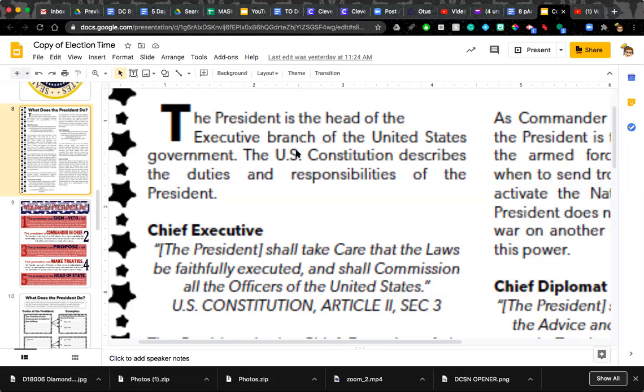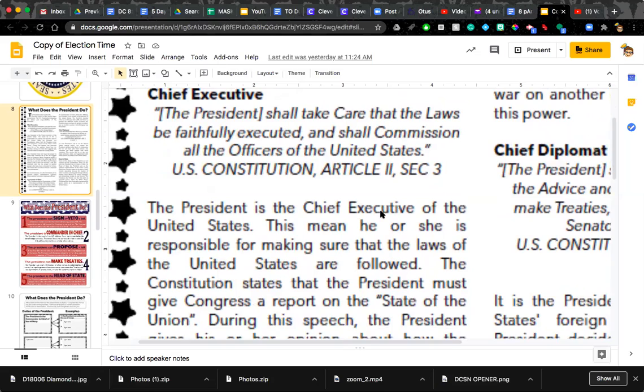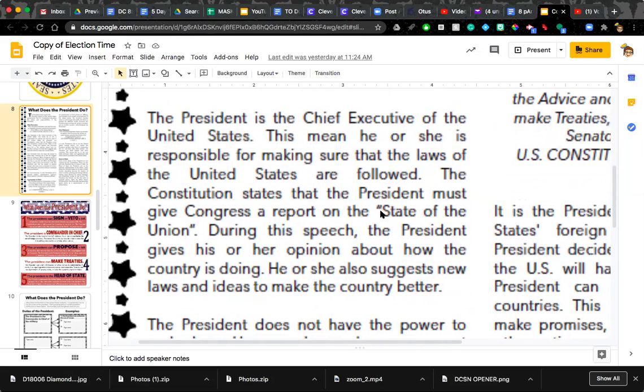The U.S. Constitution describes the duties and responsibilities of the president. So Chief Executive, the president shall take care that the laws be faithfully executed and shall commission all the officers of the United States. And that's from the U.S. Constitution, Article 2, Section 3. So the president is often called the chief executive. Emily, you asked first, so go ahead and read us this first paragraph.